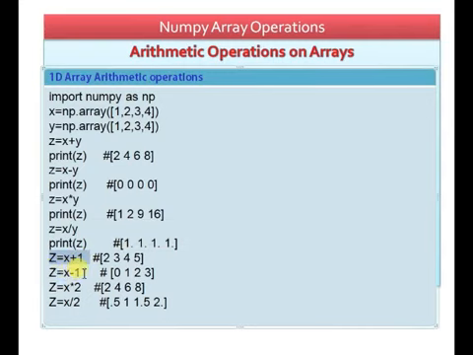z is equal to x minus 1. All the elements of x will be subtracted with the scalar value 1. So z is containing 0, 1, 2, 3. z is equal to x into 2. Each value of x is multiplied by 2. And z is equal to x upon 2. Each value of x is divided by 2. So 1 upon 2 is 0.5, 2 upon 2 is 1, 3 upon 2 is 1.5 and 4 upon 2 is 2.0. I hope arithmetic operation on 1D array is clear to all of you.